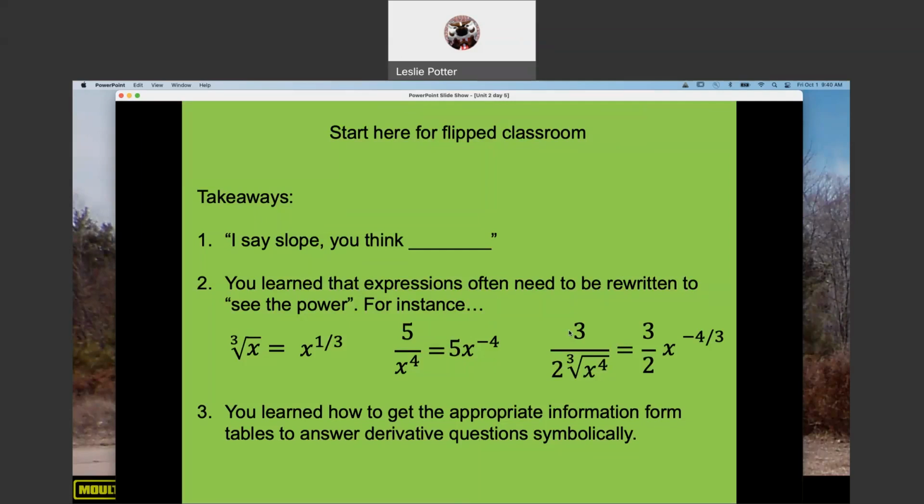Okay. And then the last thing in the notes was dealing with questions symbolically. So like if we have g of x is 5 times f of x, then g prime of x is, if g of x is 5 times f of x, then g prime of x is what?